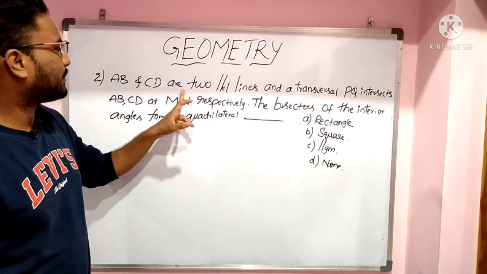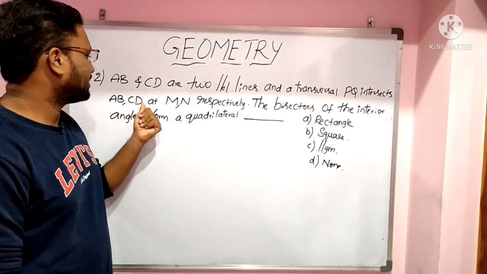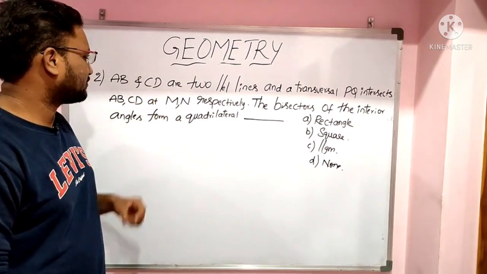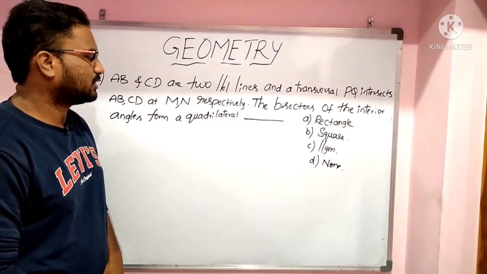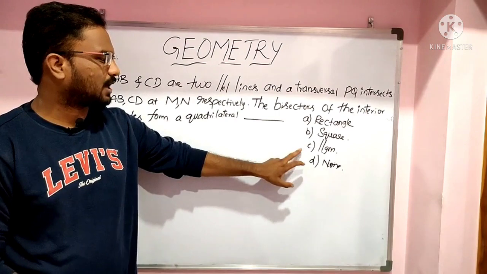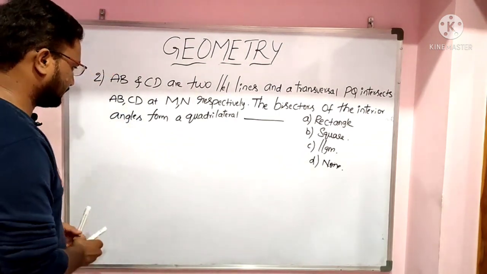AB and CD are two parallel lines and a transversal PQ intersects AB and CD at M, N respectively. The bisectors of the interior angles form a quadrilateral. So we need to find the type of quadrilateral. Options: rectangle, square, parallelogram, and none of these. So let's draw a figure.